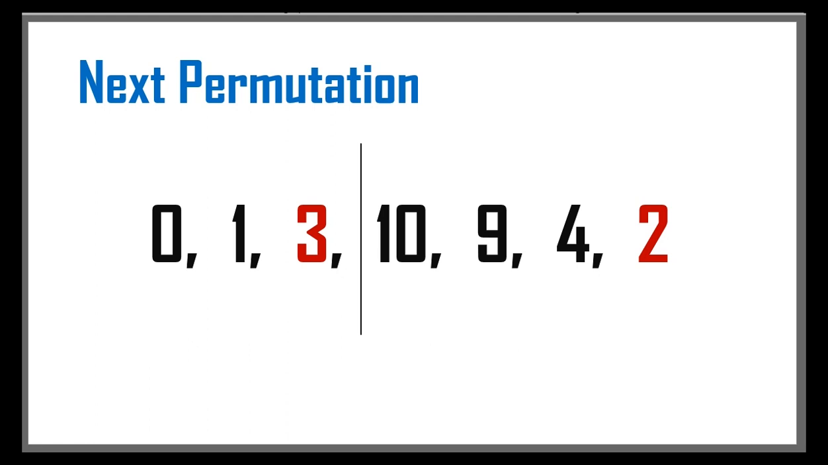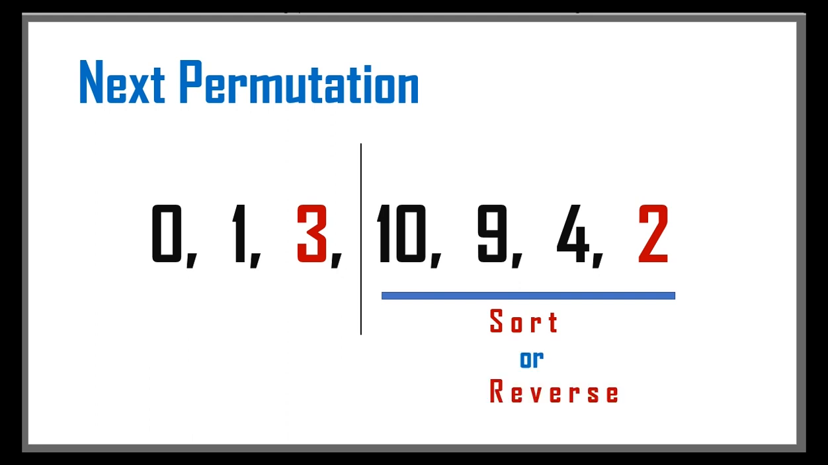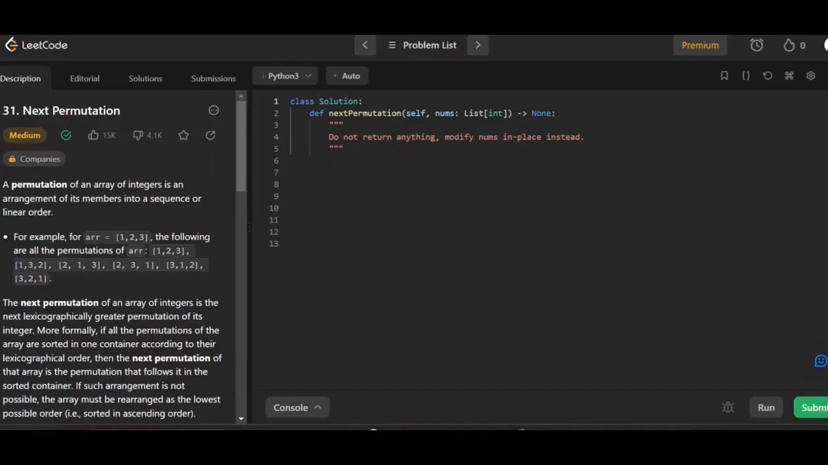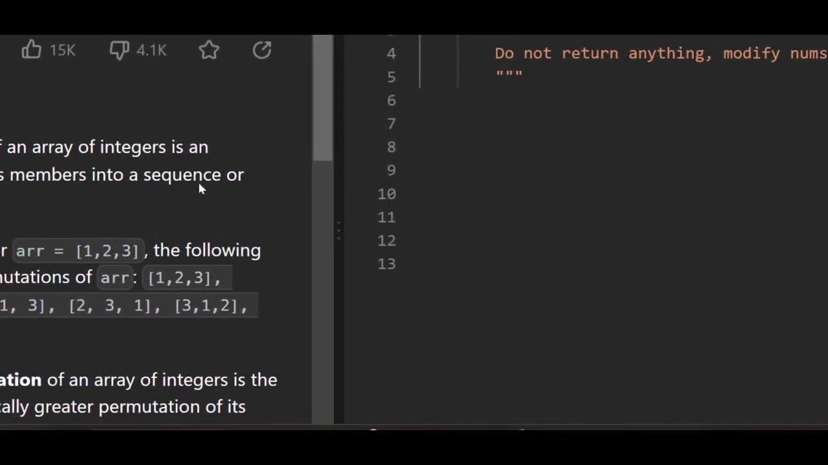Okay, so what we will be doing is, these elements to the right of 3, they will be sorted. We will be sorting the elements, which will be 2, 4, 9 and 10. We can see this is exactly the reverse of this array, so we can also reverse it, because reversing was much faster and much better. So we will be reversing this and we will be getting this thing, and people, this will be our answer for next permutation. Okay, so people, let's move forward to our code part.